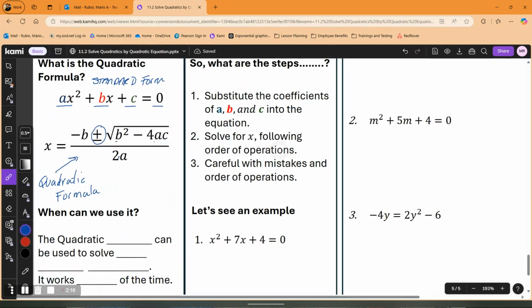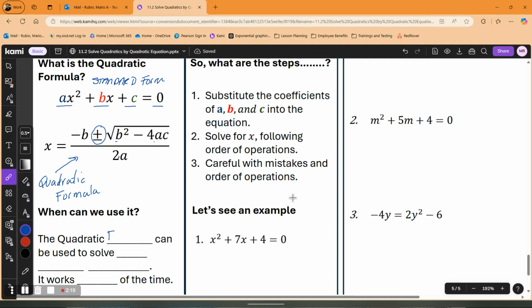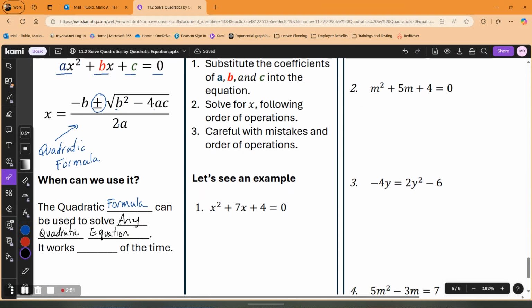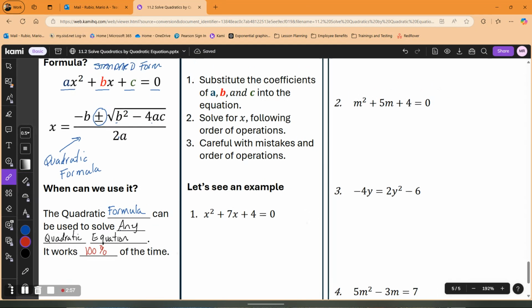When can we use the quadratic formula? The quadratic formula can be used to solve any quadratic equation. There is no equation that this will not work for. So it's like the last one on the list. Usually factoring might be the easiest for me. Completing the square isn't too hard, but it takes a lot of steps. And the quadratic formula is a lot of substitution and calculation, but it works for any kind of quadratic equation, and it works 100% of the time.